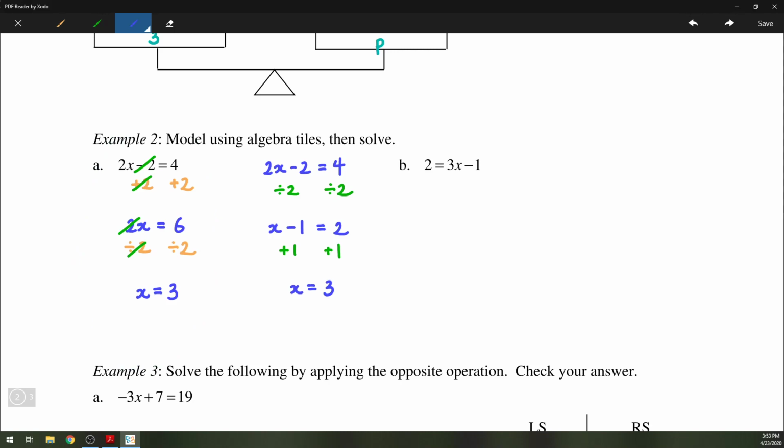Okay, let's look at example B. So same thing, right? Notice that if we were to divide everything by 3, it wouldn't be as easy a question. So we will instead add 1 to both sides to eliminate the ones on the right-hand side. 2 plus 1, of course, is 3. So 3 is equal to 3x. Then you can divide both sides by 3, of course. And so you have 1 is equal to x, or x equals 1.